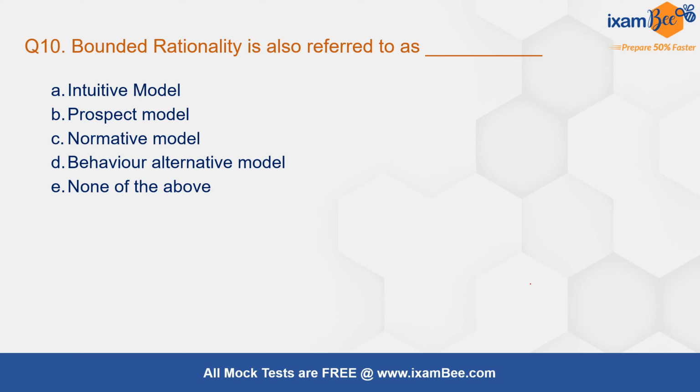Next question: bounded rationality is also referred to as which of the following? Intuitive model, prospect model, normative model, behavior alternative model, or none of the above? The correct answer is behavior alternative model, because it talks about the limitations of human beings while taking decisions, coming from their behavior and from external factors like time constraints, which lead to a bounded decision and not an optimal decision.